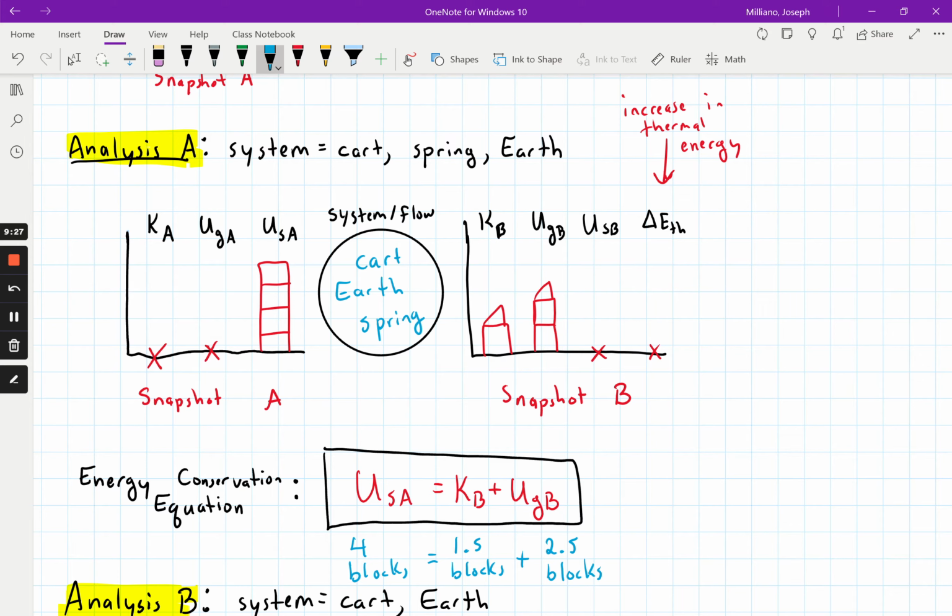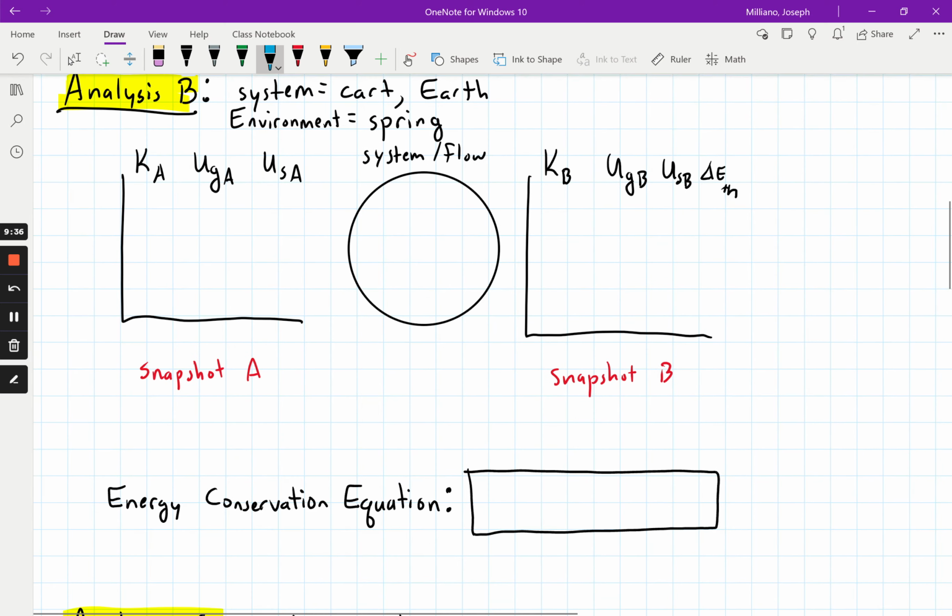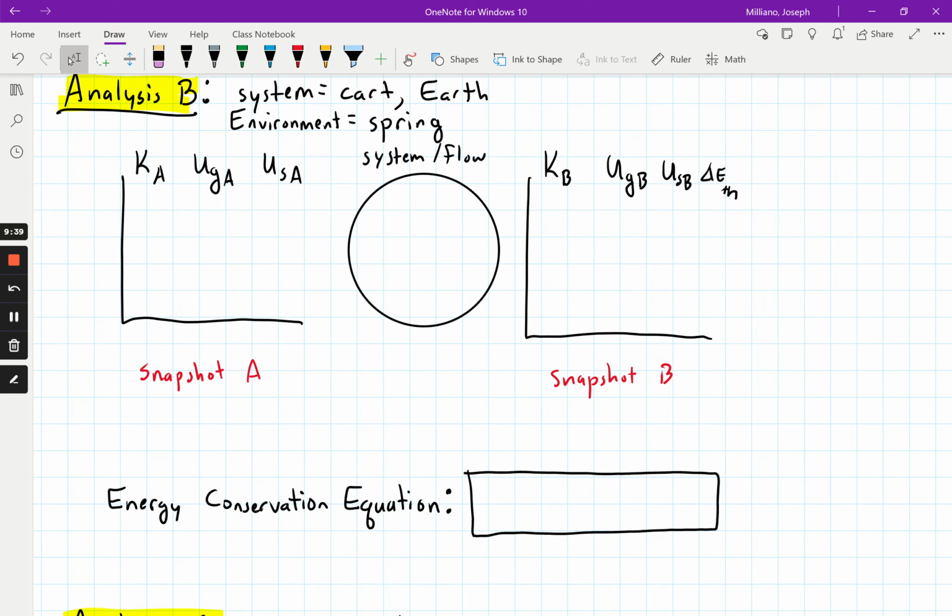That's not the only way to analyze this system, though. And so let's look at more ways that we could do it. It's the same system, but now in this analysis, we are going to choose the system to just be the cart and the earth, and the environment, what's outside of our system, is the spring. And so our system is cart and earth, and we're always starting with the O, defining our system. And the spring lives outside of that system. So we're going to draw it outside of the circle.